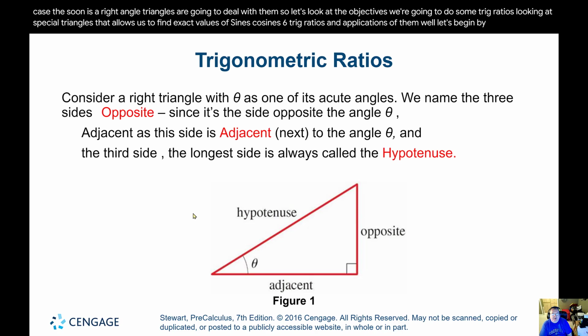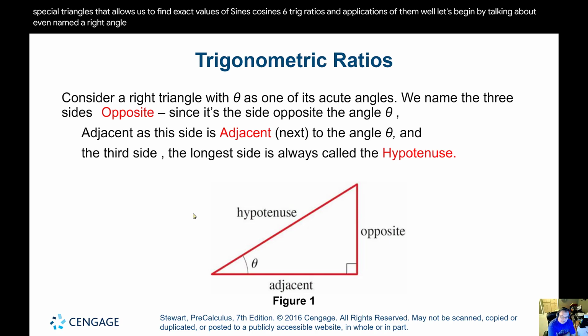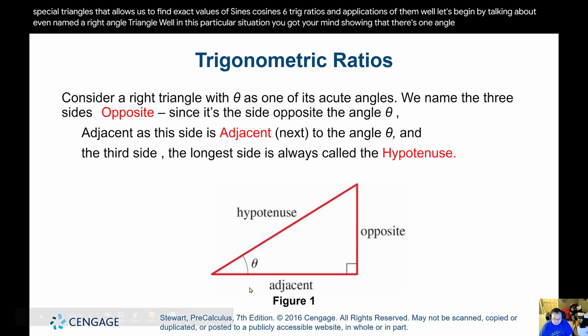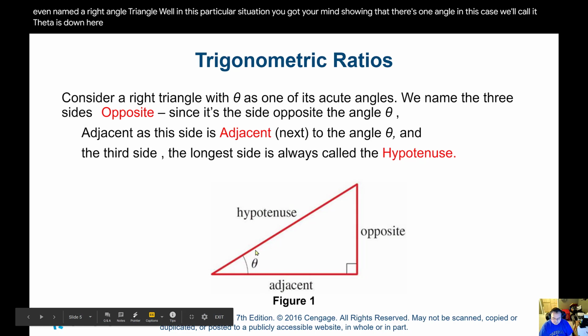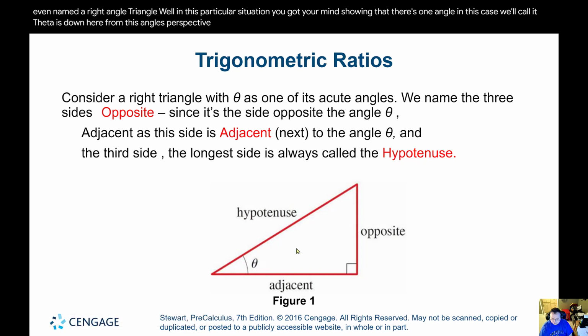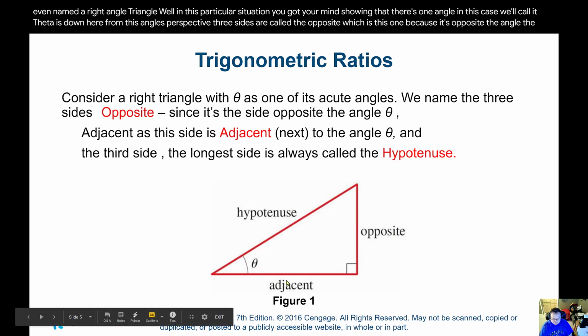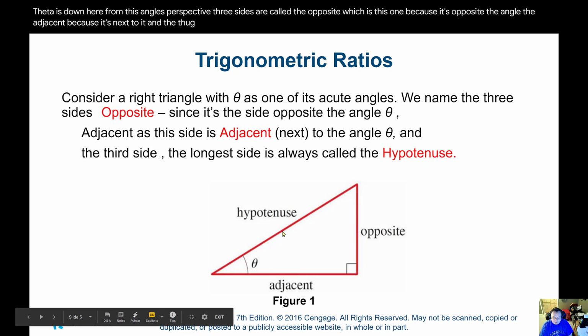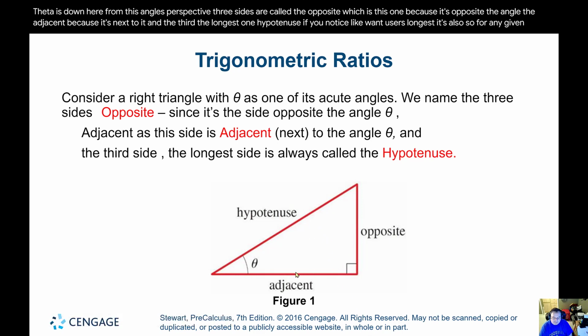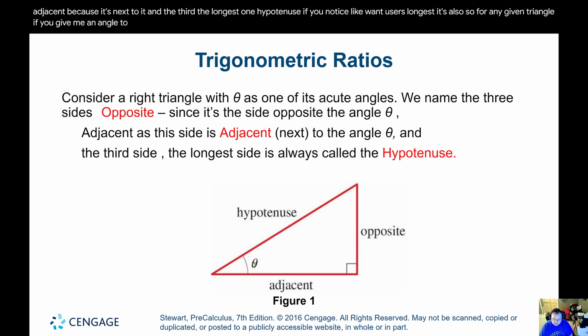Well, let's begin by talking about how do you name a right-angled triangle? Well, in this particular situation, you've got to imagine that there's one angle, and in this case, we'll call it theta, down here. From this angle's perspective, three sides are called the opposite, which is this one, because it's opposite the angle, the adjacent, because it's next to it, and the third, the longest one, hypotenuse. If you notice that the hypotenuse is longest, it's also opposite the right angle. So for any given triangle, if you give me an angle to look at from, then you should be able to describe the names of the three sides that make it up.